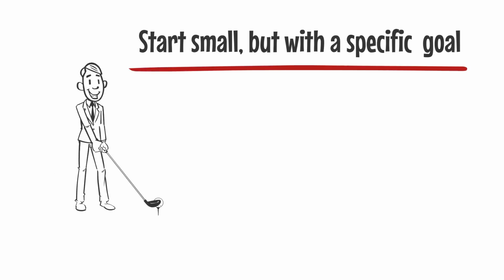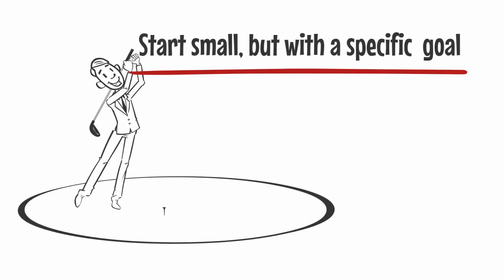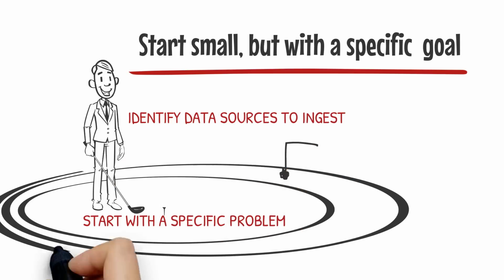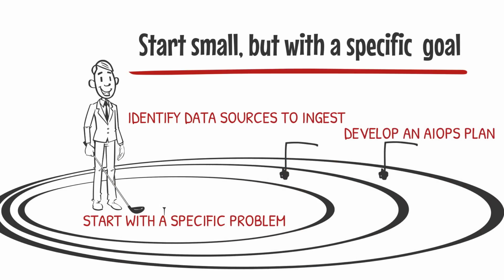Once you have chosen the right AIOps solution, you should start small but with a specific goal. You should start with a specific problem, identify a few data sources to ingest, and develop an AIOps plan on top of that. So this is how you should approach adopting an AIOps solution into your business.